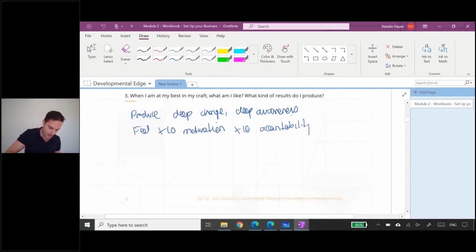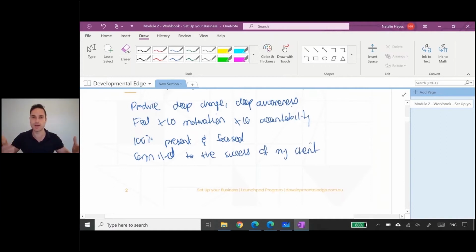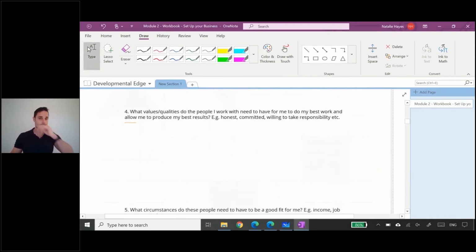Well, I know that I am 100% present and focused. I am committed to the success of my client. And of course, put down whatever is true for you as well. Now we want to move on to number 4. If I'm going to be at my best, what are the kinds of qualities the people I work with need to have for me to do my best work?